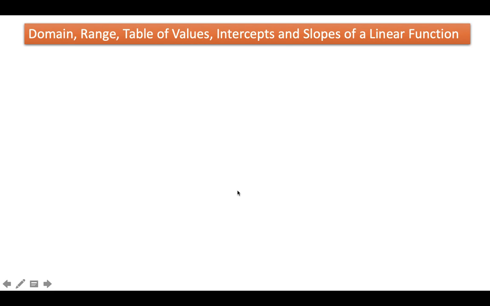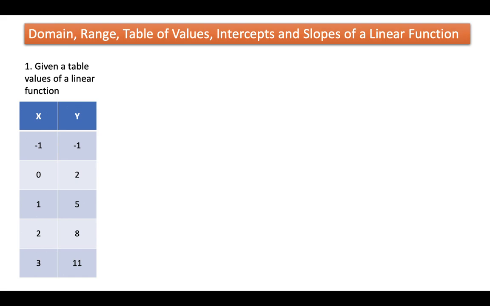At this moment, we will learn the domain, range, table of values, intercepts, and slopes of a linear function. So in our given table of values of a linear function, the x values are negative 1, 0, 1, 2, 3, and the y values are negative 1, 2, 5, 8, and 11.